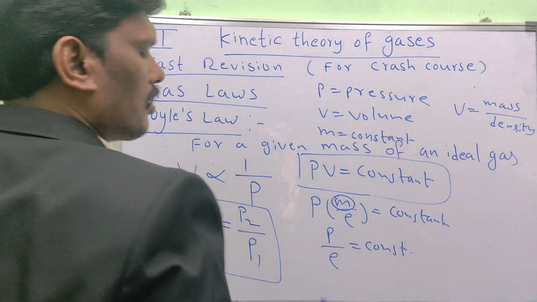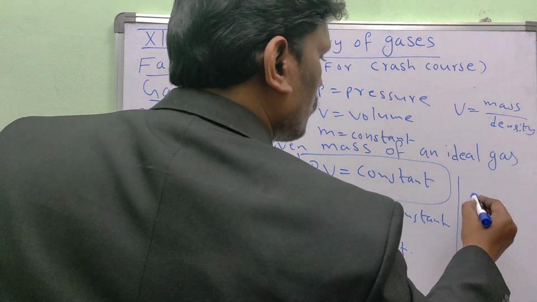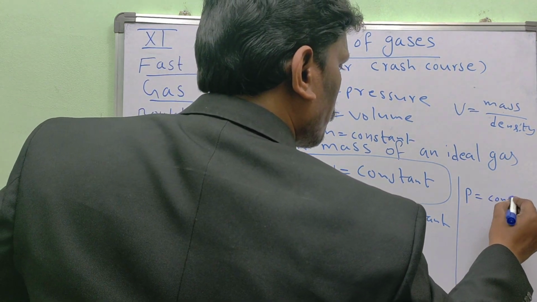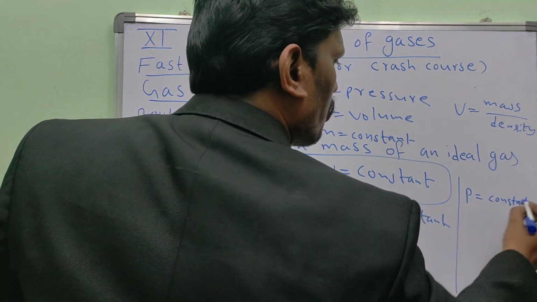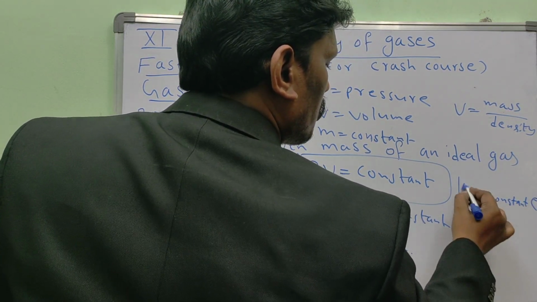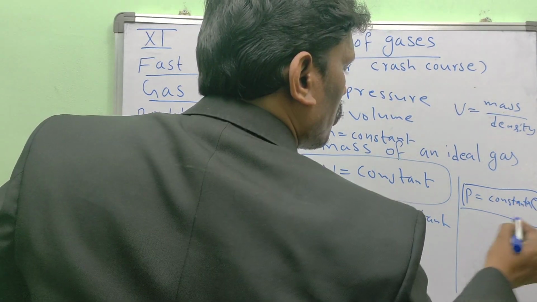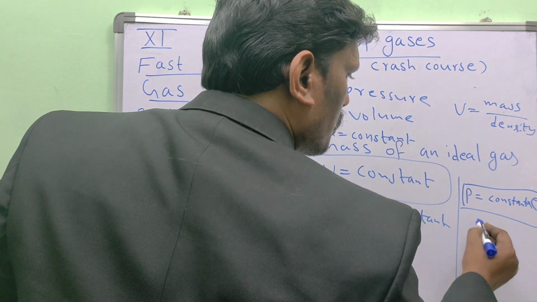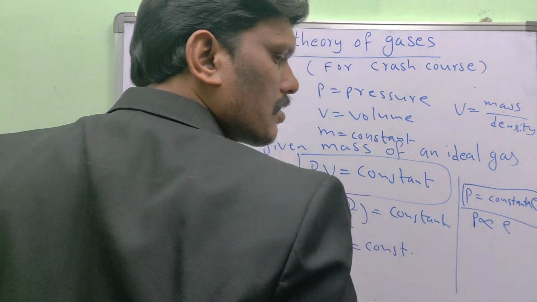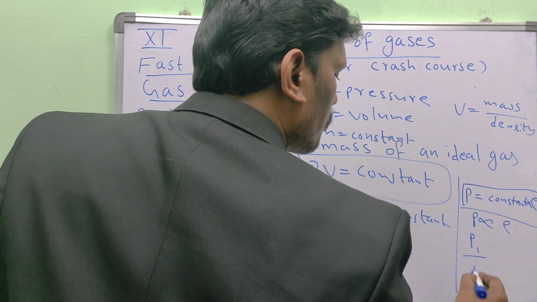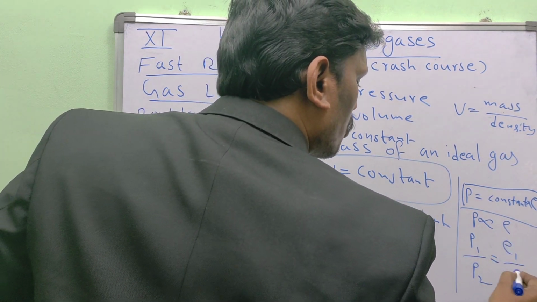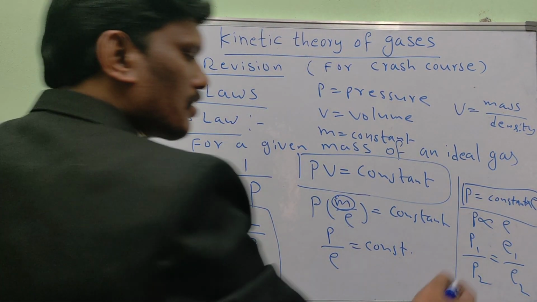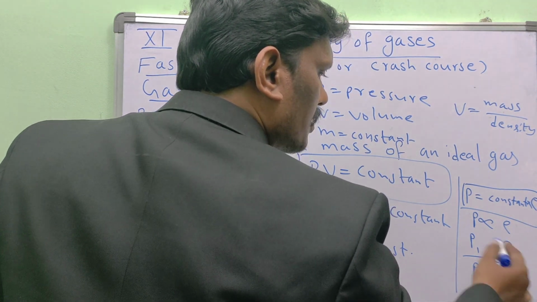What is the meaning of that? Let us see. P is equal to constant into rho. That means P and rho both are directly proportional. P is directly proportional to density. That means P1 upon P2 is equal to rho 1 upon rho 2. So this is the relation between pressure and density.